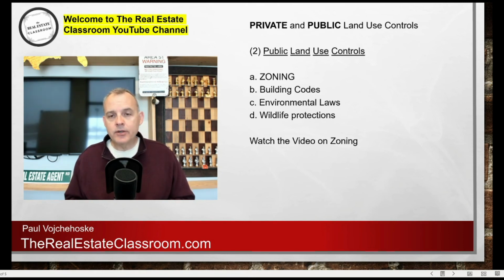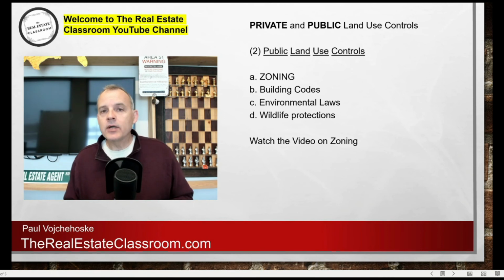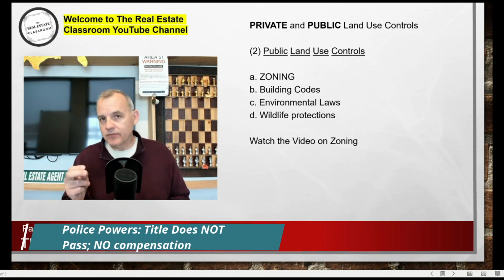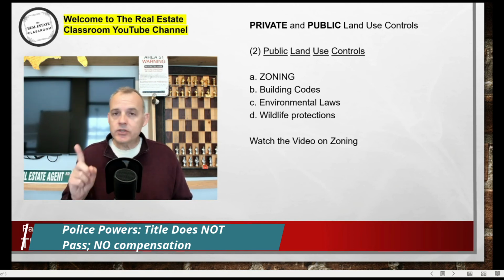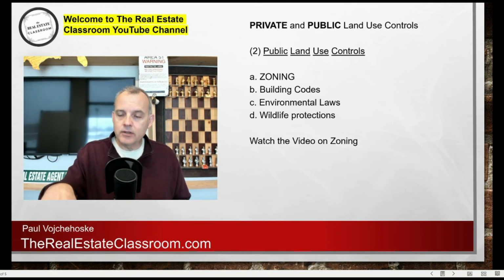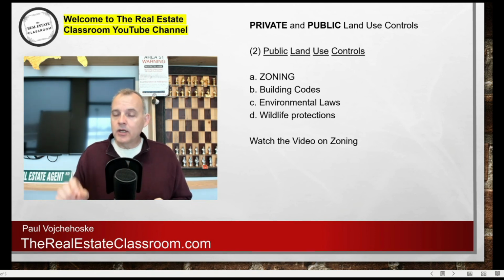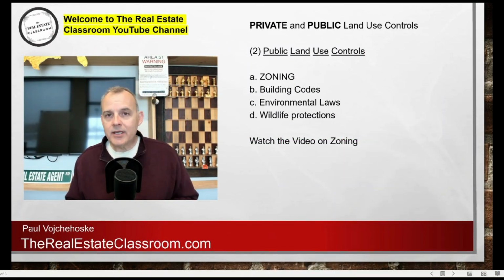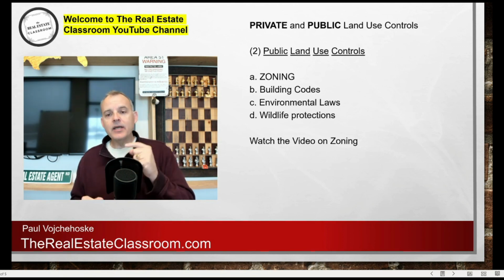Now, understand under public land use controls, as we discussed in a different video under police powers, because all of these things on your screen are examples of police powers, there is no compensation, and title does not pass to the government. So the government just places the controls into place. They're not going to compensate you for that, nor is title passed to the government under these particular types of land use controls.